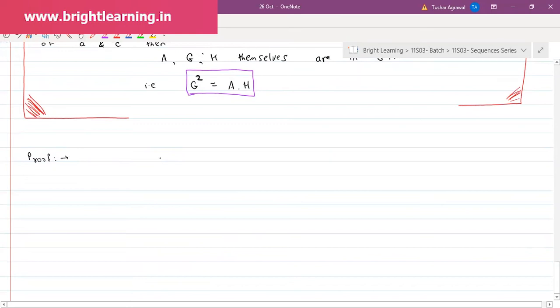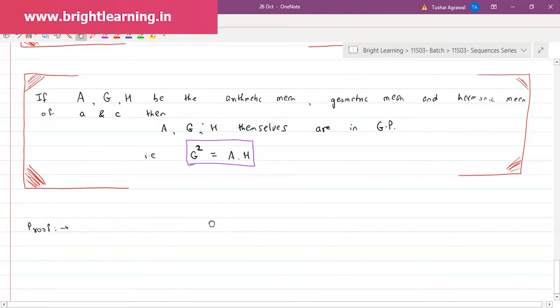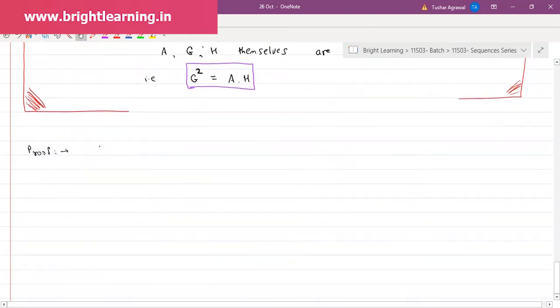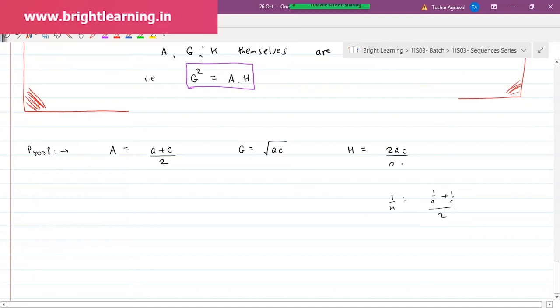The proof of the second one is very easy. This G square equal to AH is just clerical work. Means you can do it, nothing difficult. So we know all the three values. The first value is A plus C upon 2. The second value G is equal to root AC, and the third value H is equal to what? I don't even remember it. So 1 upon H will be equal to 1 upon A plus 1 upon C, this complete upon 2. So this turns out to be H equal to twice AC upon A plus C.